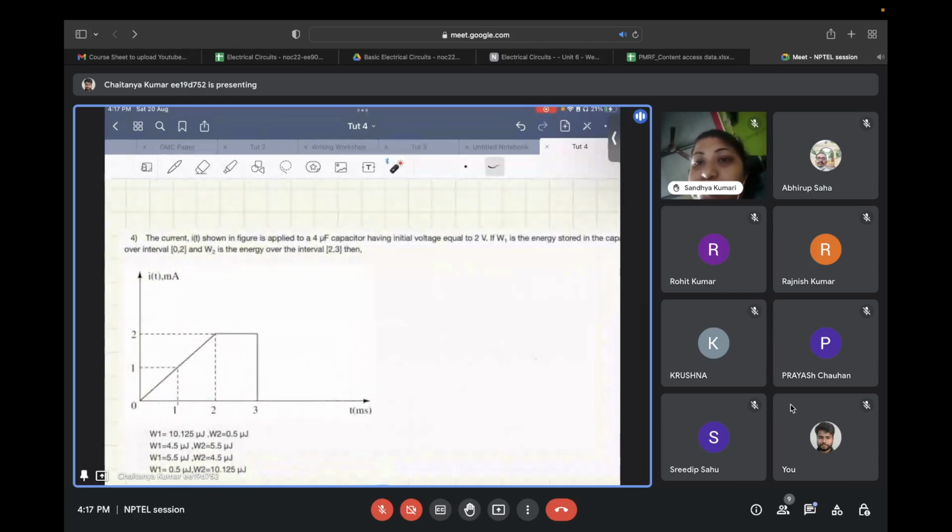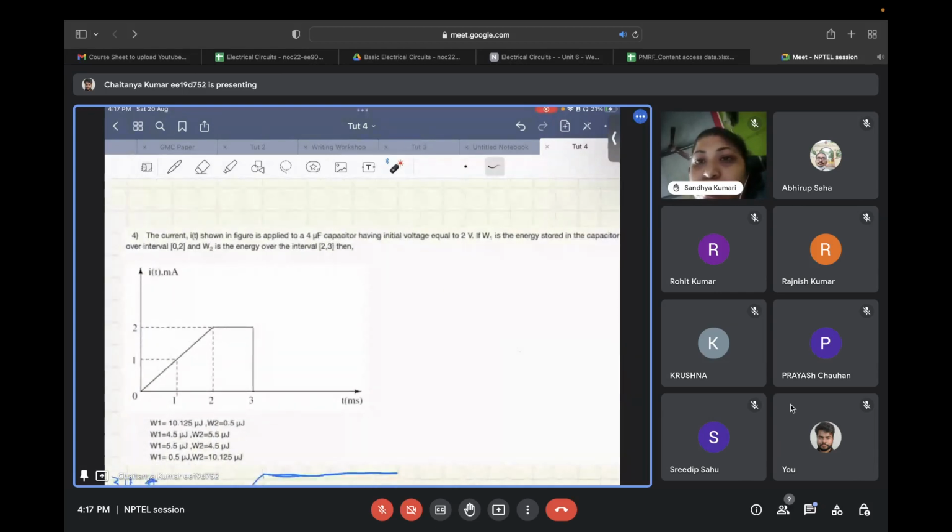So the next question we have is, the current waveform shown in the figure is applied to a 4 microfarad capacitor, and the initial voltage of the capacitor is given as 2 volts. W1 is the energy stored in the capacitor over the interval of 0 to 2 milliseconds, and W2 is the energy stored in the capacitor for 2 to 3 milliseconds. You need to find the values of W1 and W2. Please try it out, and after some time we will discuss the solution.